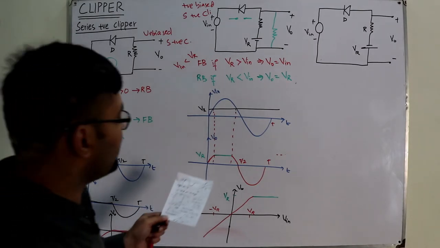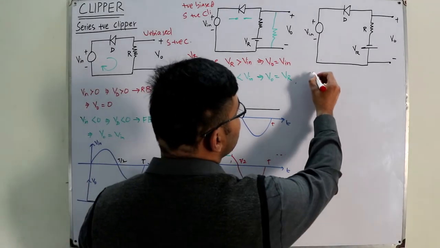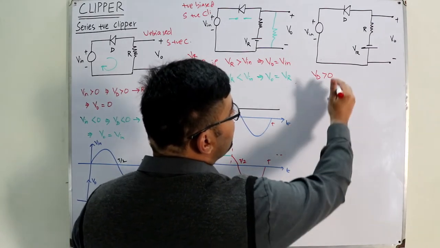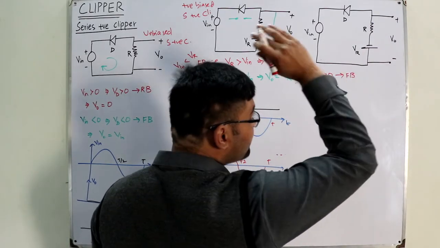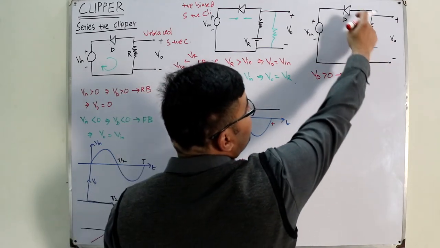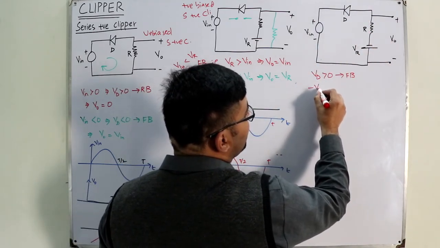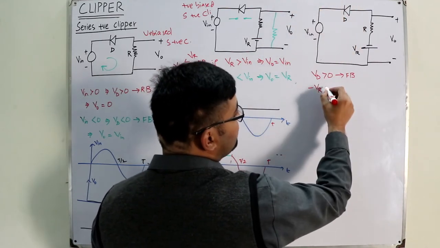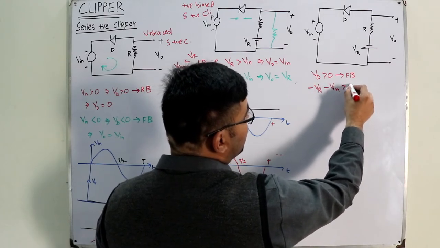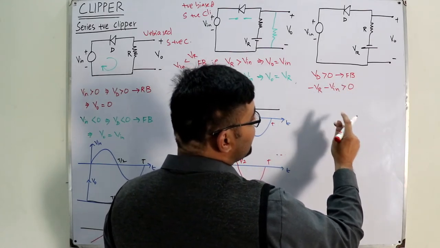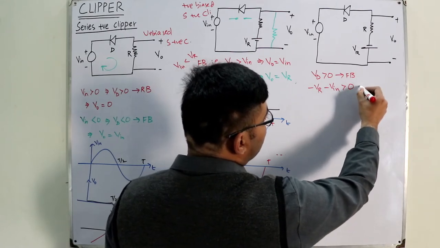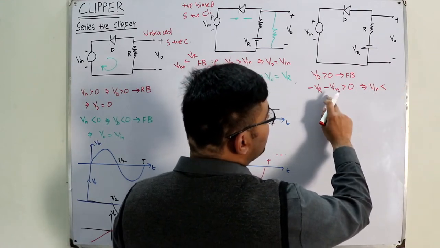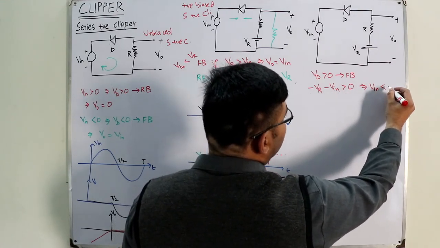So how do I write it? I say that if the voltage across the diode is greater than zero, this I would consider forward biased, going to the previous method. Have a look, this is negative connected, so you have a negative of VR, and this is also connected to the N side, so I would consider a negative V input as well. So a negative V input should be greater than the negative of VR to make it forward biased, which means that V input should be less than minus of the reference voltage.